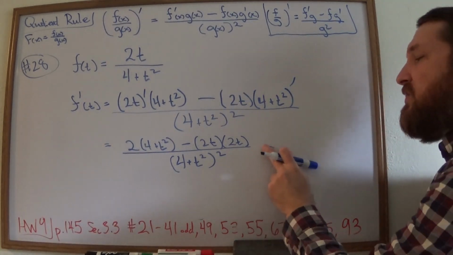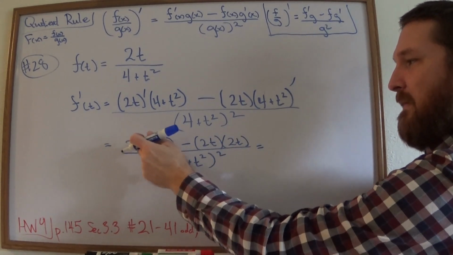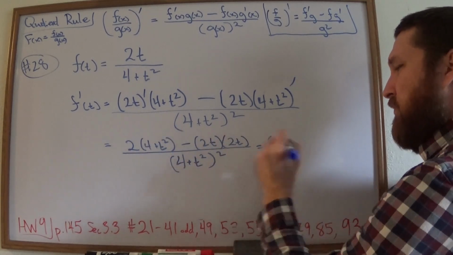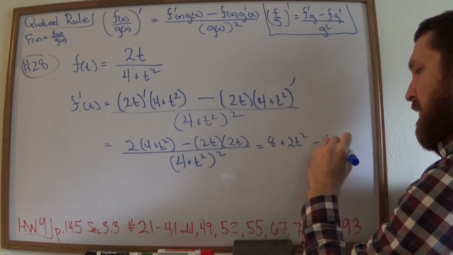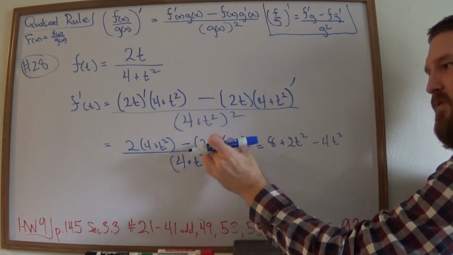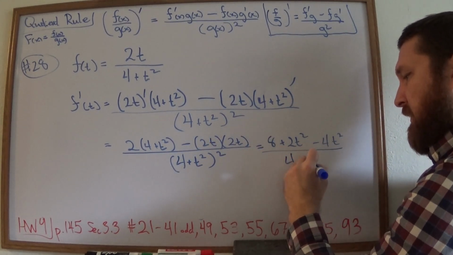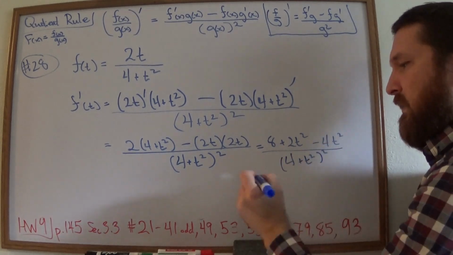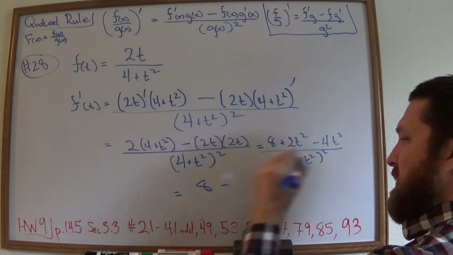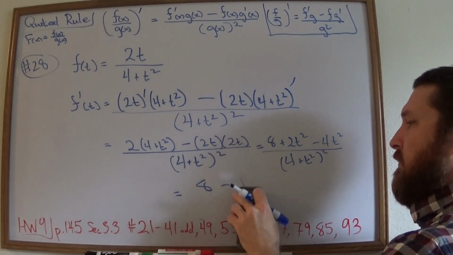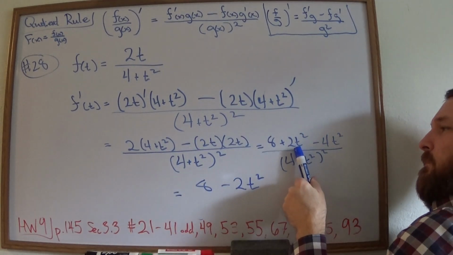And so I suggest that when you do these, just go ahead and multiply that guy out. So that's 8 plus 2t squared minus 4t squared. Is that right? Yeah. Minus 4t squared. All over 4 plus t squared, quantity squared, which gives us 8 minus 4t squared. Nope. Try again.